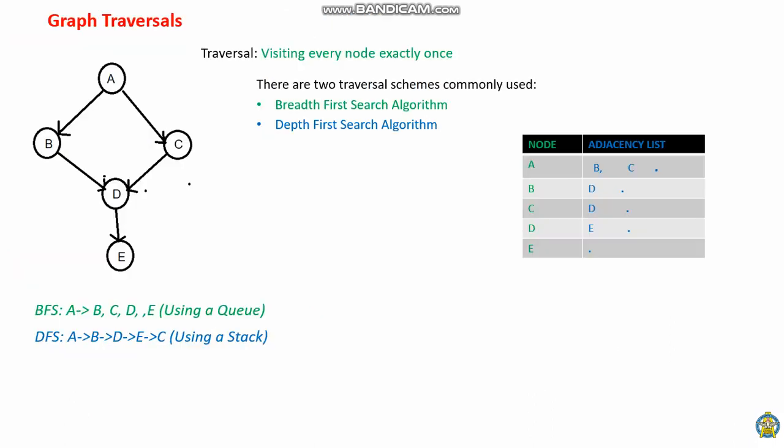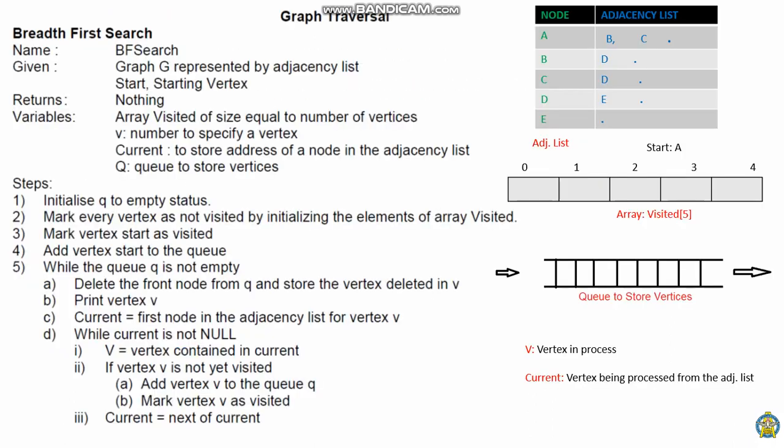So let's have a look here. From this graph, I have created the adjacency list. This is the adjacency list. So this is the graph traversal breadth first algorithm. So breadth first uses a queue, so the terminologies are particular to queue. So we have a graph that is given, breadth first, given graph G represented by adjacency list. So this is the input we have in hand. Start is a starting vertex, in this case A, more probably. The program returns nothing.